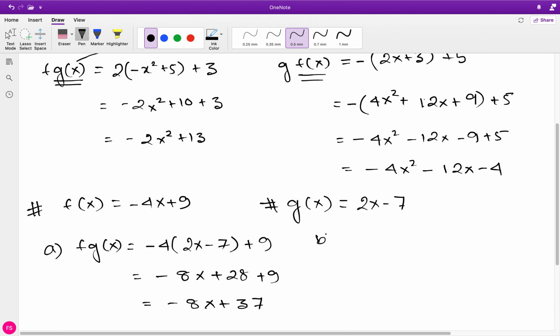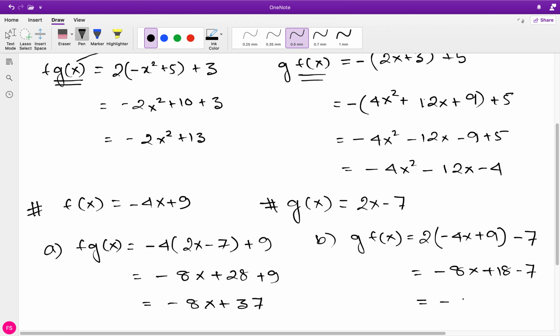What if I ask you to find g of f of x now? It just means you're going to use this as the value of x for the first function, which is g of x. So I'm going to write 2, and instead of x, I'm going to write negative 4x plus 9, and then you have negative 7 outside. So if you open the brackets, you are going to have negative 8x plus 18 minus 7, and this equals negative 8x plus 11.